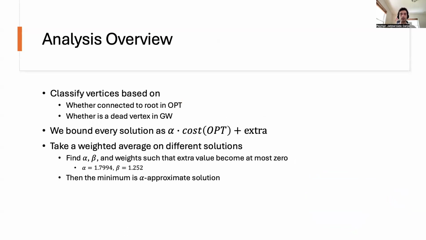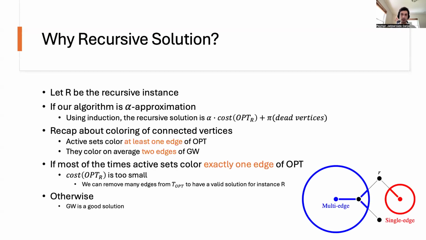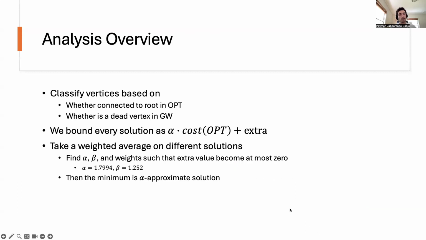So finally, after we show why we use different solutions here, we want to give an overview of our analysis method. First, we classify vertices based on whether they are connected to the root in the optimal solution or not, and also in the Goemans-Williamson, whether they are live vertices or dead vertices. We also classify based on, for example, whether they cut one edge of the optimal solution or two edges. And after using this classification, we bound all of our solutions in a form like alpha times the cost of the optimal solution plus some extra values which can be negative.